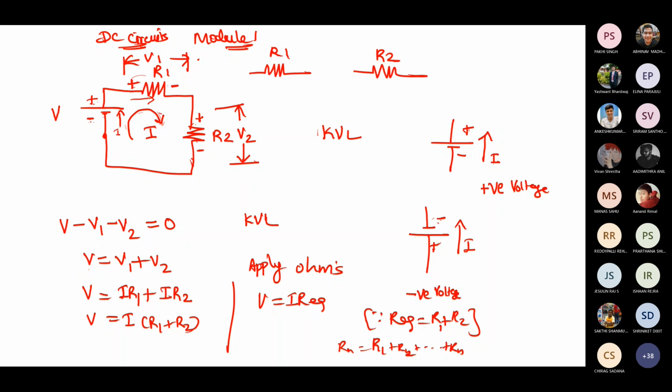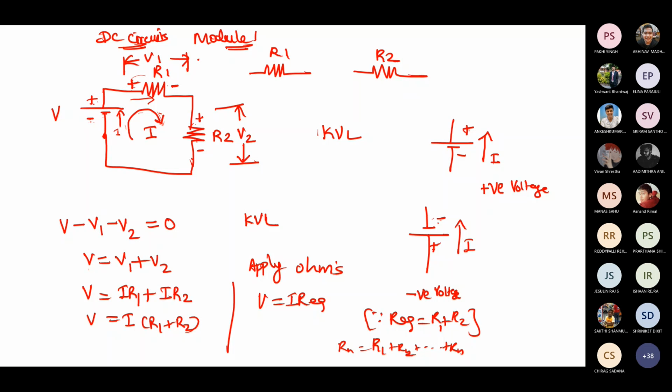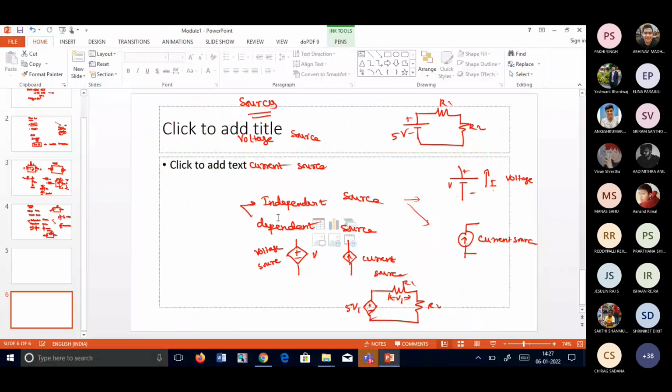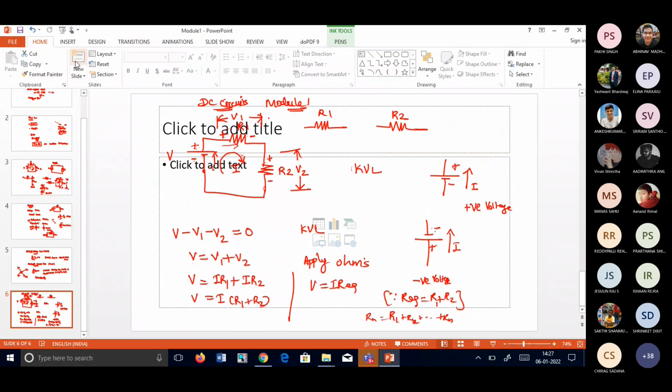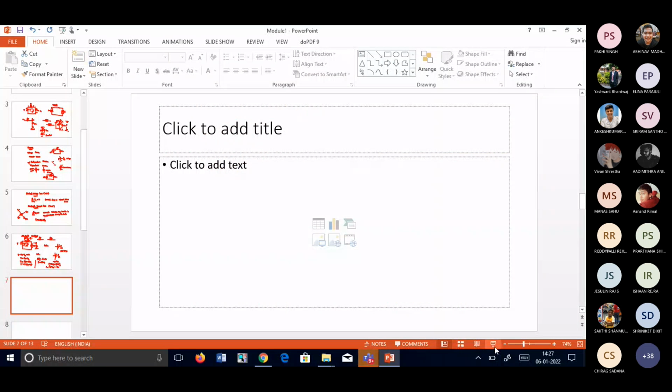The second thing is applying KCL. Now we applied KVL; next we are going to talk about KCL. For that we are going to take another circuit. Instead of a voltage source, I am going to take a current source here. Even if you take a voltage source, no problem.